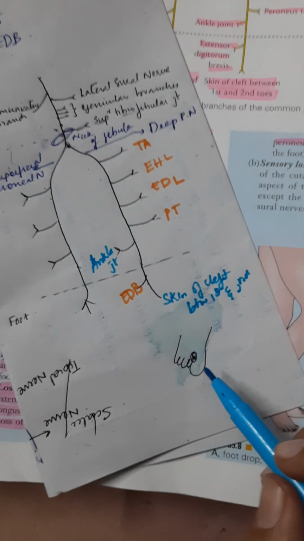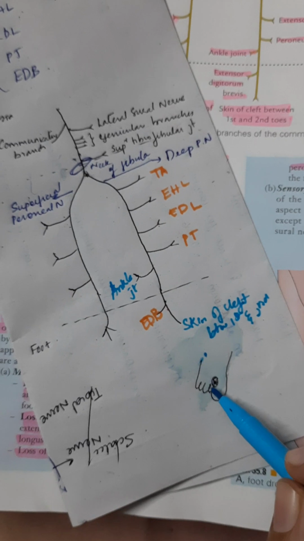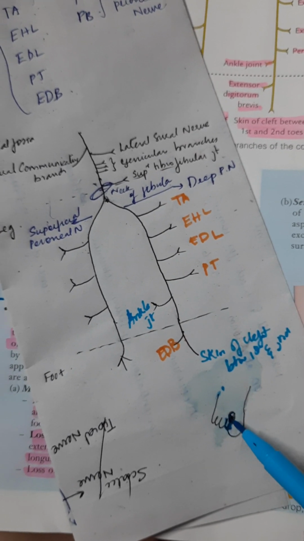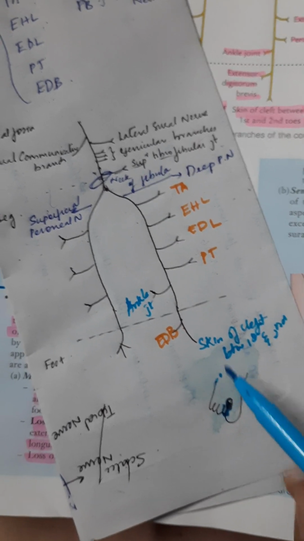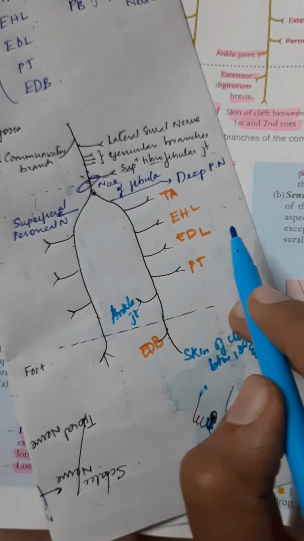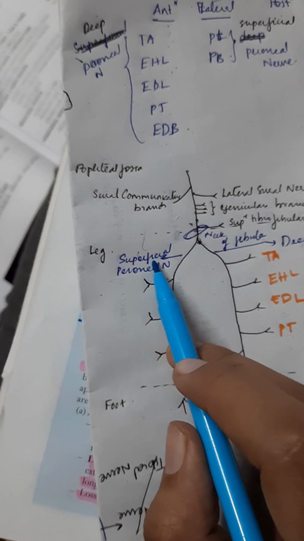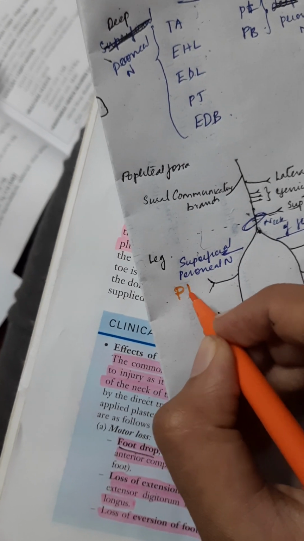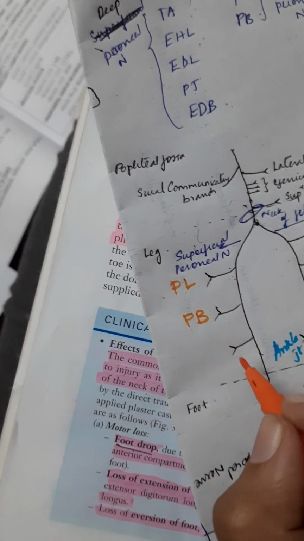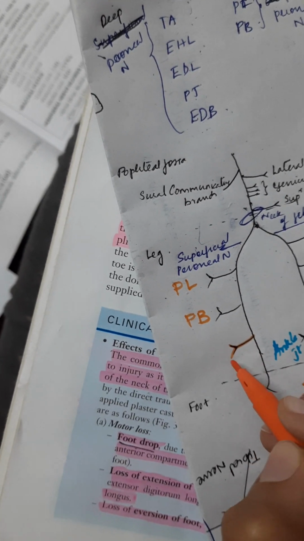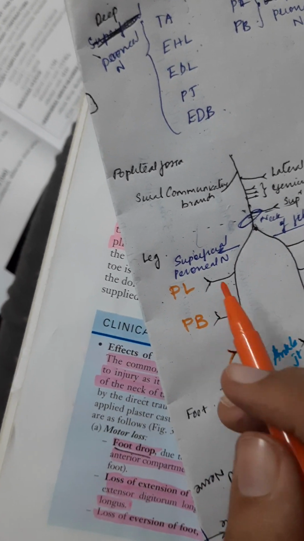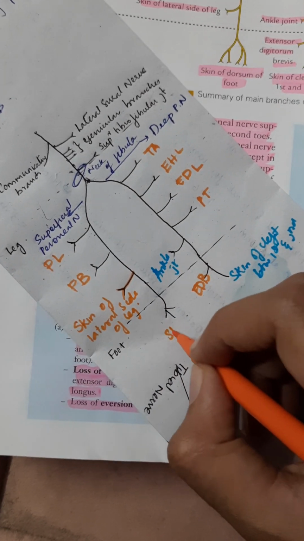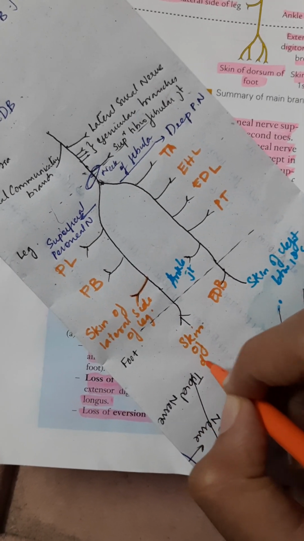So just for representing, this is our leg. This is the cleft between the first and the second toe. So the skin of the cleft between the first and second toe is supplied by this deep peroneal nerve. Now coming to the other branch, superficial peroneal nerve. Superficial peroneal nerve supplies two muscles mainly, that is peroneus longus and peroneus brevis, and there is a sensory supply to the skin on the lateral side of the leg. And again coming to the foot, it supplies the skin of the dorsum of the foot.